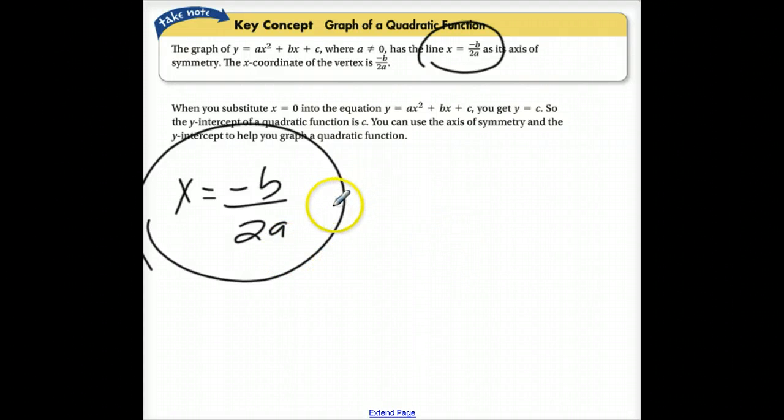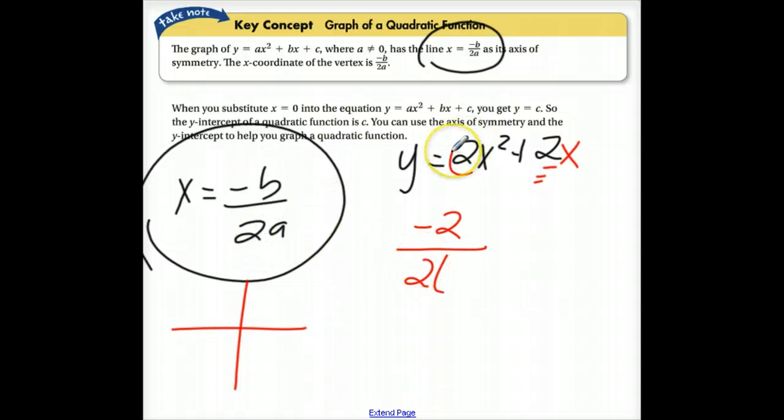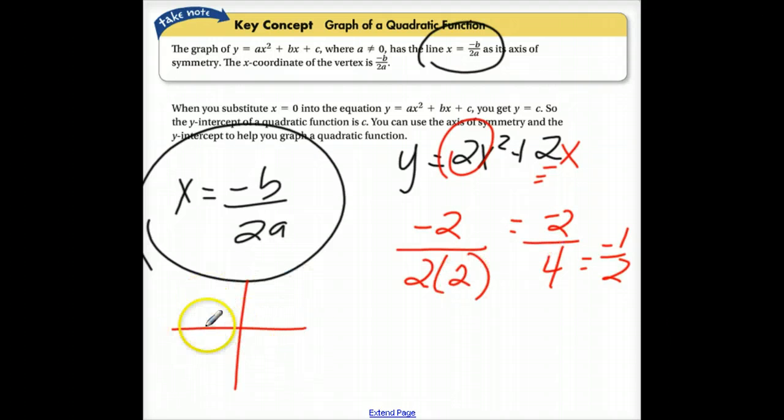For example, if we had y equals 2x squared plus 2x, and I wanted to plug this into our formula to see where our axis of symmetry would be: -b, here's the b value, I need to make it negative, so that's -2 over 2 times whatever the a coefficient is, which is 2. This equals -2 over 4, or -1/2. So on my x-axis, -1/2 is where I draw that line of symmetry.